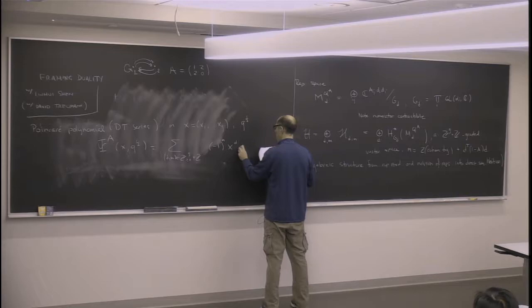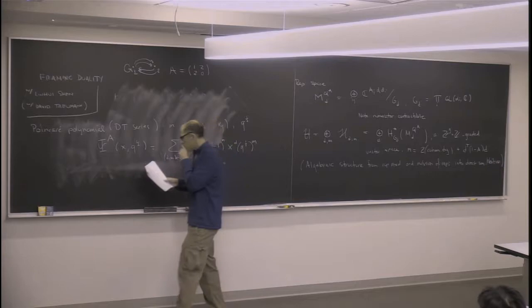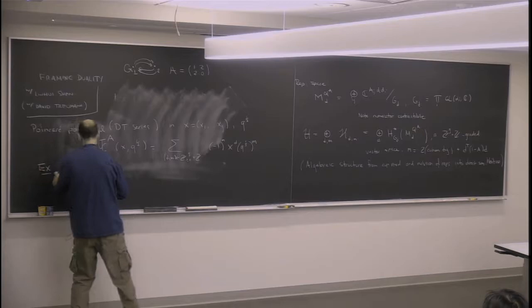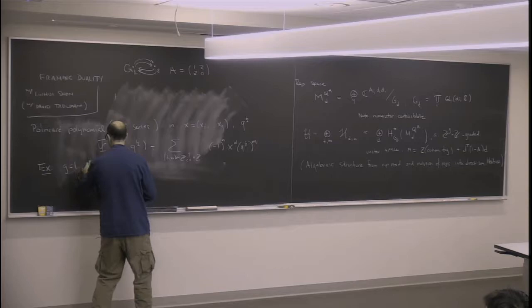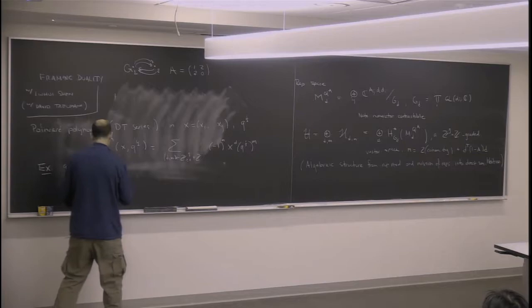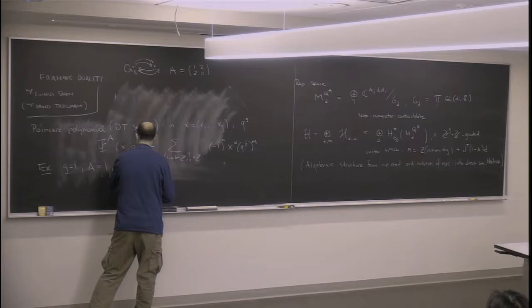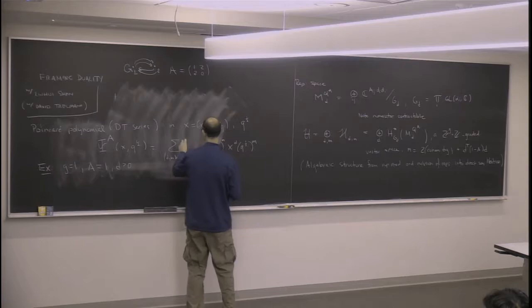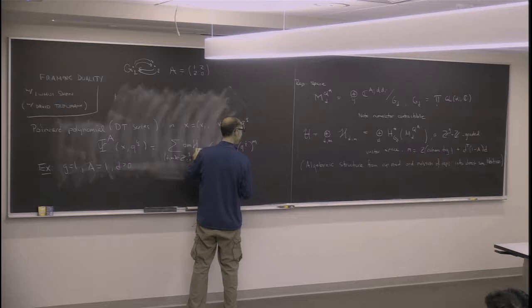Okay, and so let's do an example. Hope I have enough space for it. g equals 1, A equals 1. I could have chosen 0, but let's choose 1. d, a non-negative integer. This is not very interesting. Alright, so g equals 1, A equals 1, that's this quiver.